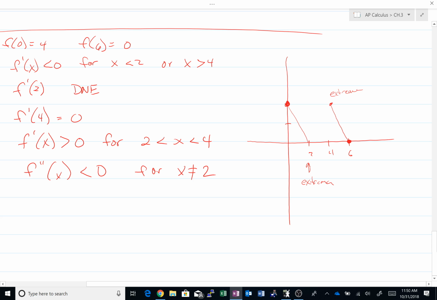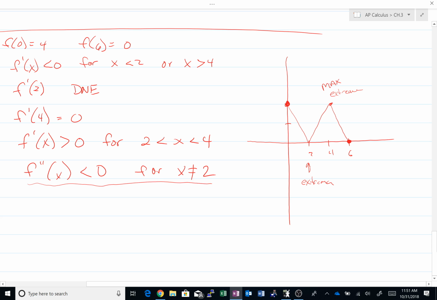First derivative, set it equal to 0. Okay? Now, looking at this, I need to fill in the gap here. This is saying the first derivative is positive between 2 and 4. Yep, so this is a max here.